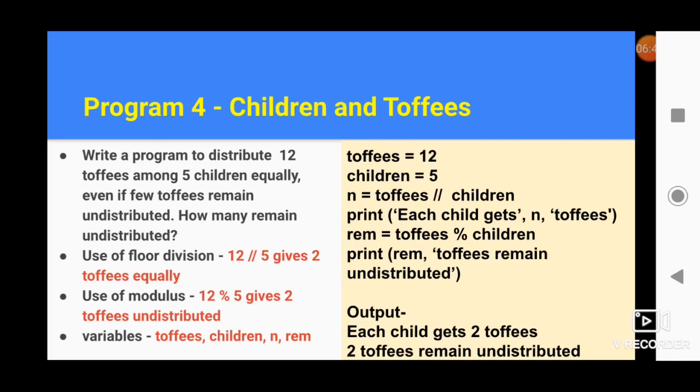Variables used in this program are toffees, children, n, and REM. We have used the modulus operator and the floor division operator, which were suitable in this program, and we have used string literals like each child gets, or toffees remain undistributed. These string literals have been used in this program.